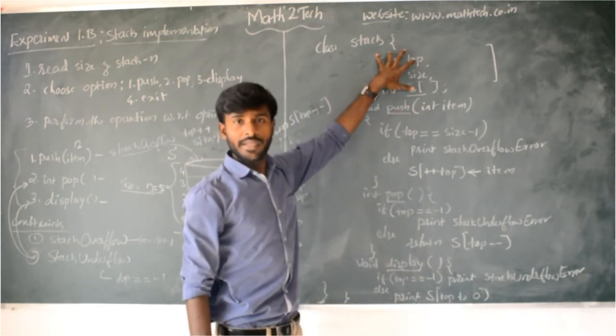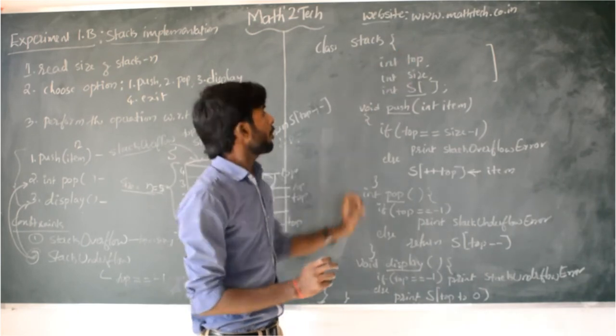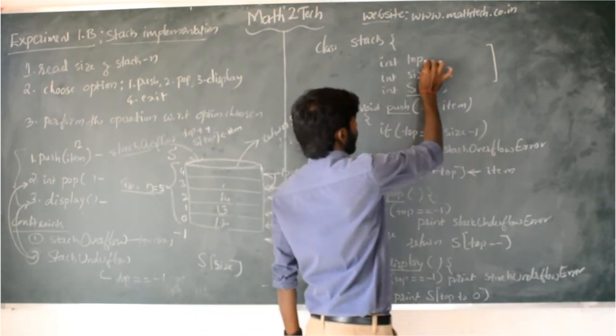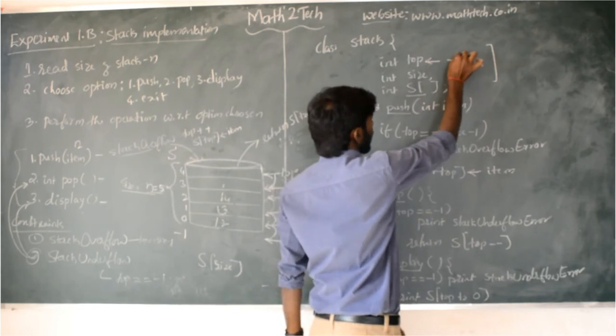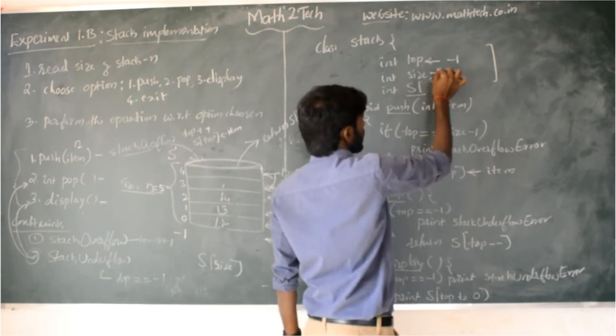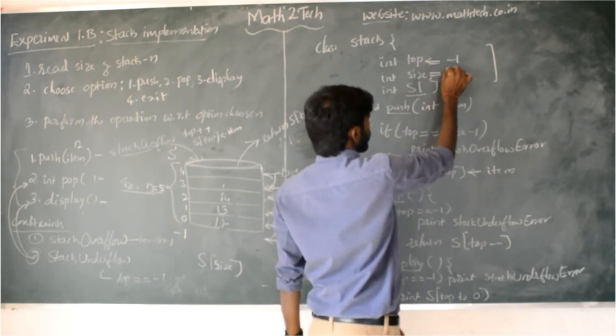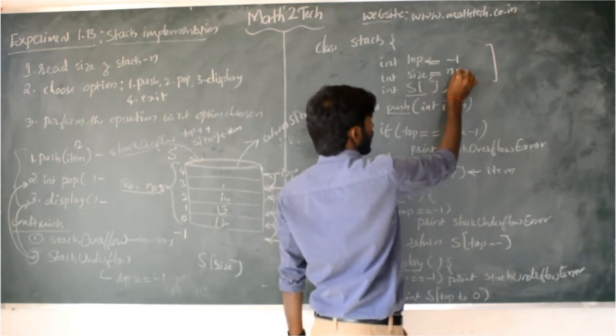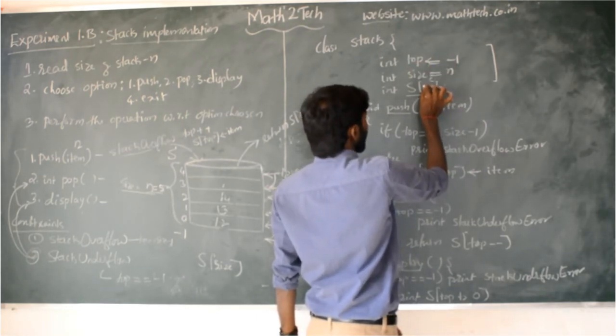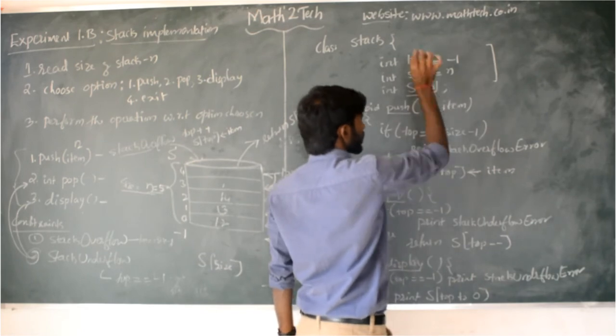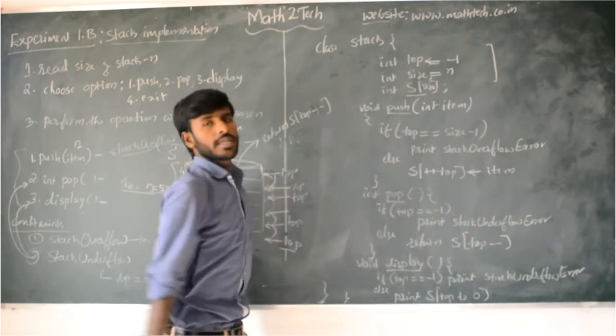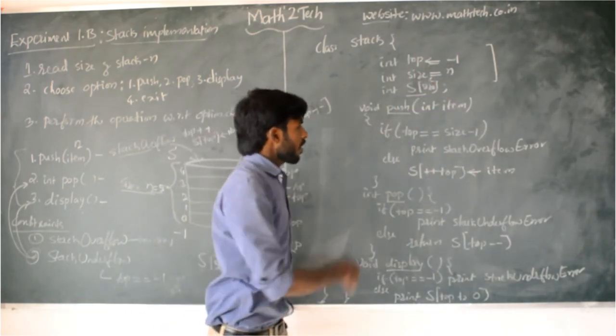As I said, first you have to initialize the stack. You can do it with the constructor, which I will explain in the program. Here, top should initially be -1. And the size should initially be n, which is read from the user. This is the initialization of the stack. Then call push.